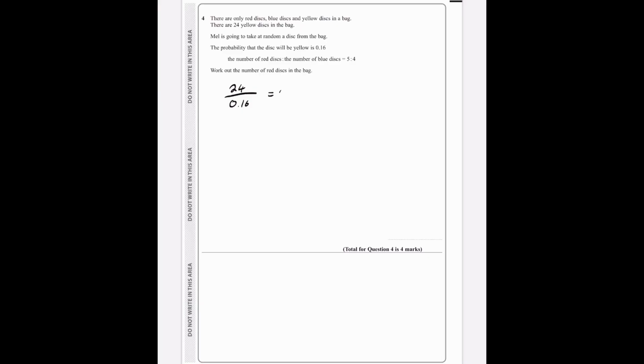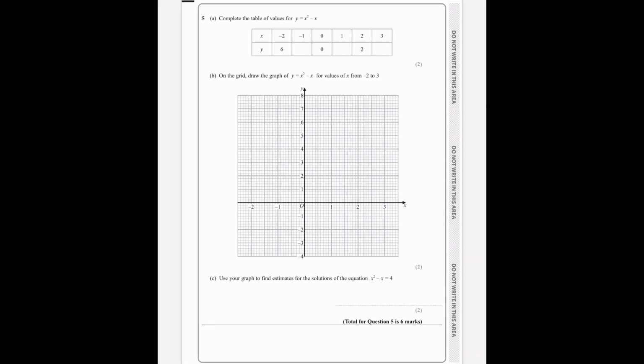Reverse the calculation. 24 divided by 0.16 means that there are 150 discs in total. Subtract the 24 yellow ones from that to give us 126 other discs, and then split those 126 in the ratio of 5 to 4. Divide 126 by 9 to get 14. 5 lots of that is 70. So there are 70 red discs in the bag.